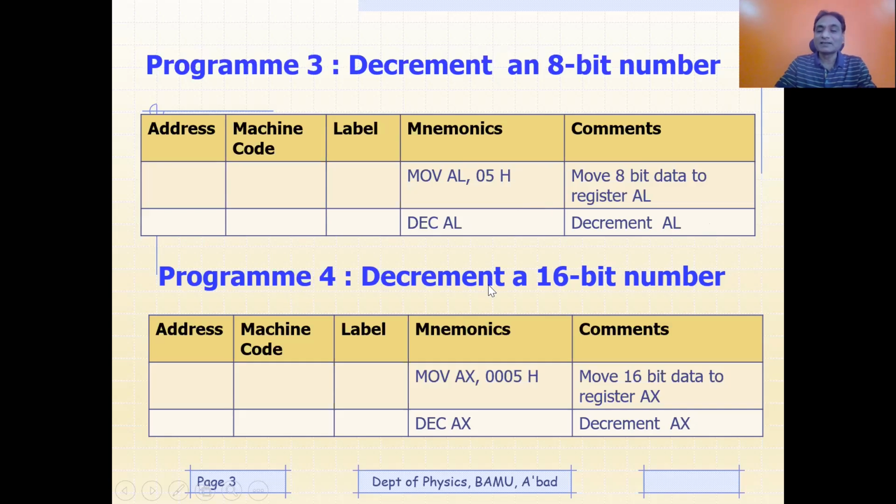Program 4 will get the decrement of a 16-bit number. Like the 8-bit number, where we considered an 8-bit register, here we have considered a 16-bit register, because we would like to decrement a 16-bit number now. You can see MOV AX, 0005H and then DEC AX. That's it. DEC AX will decrement the content of AX by 1. This is the purpose of program number 4.